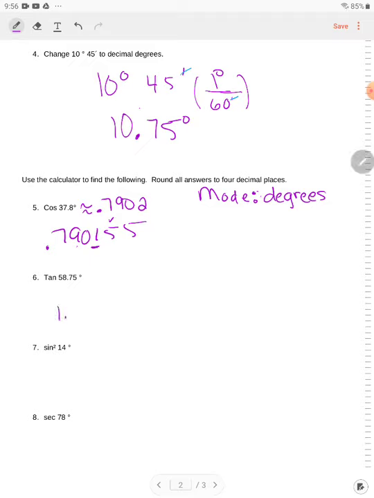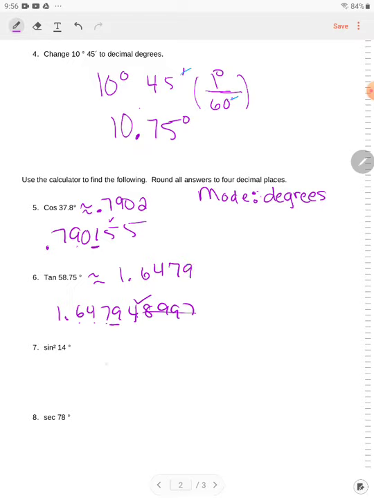Okay, so let's look at tangent 58.75. And you get on the calculator 1.647948997. So again, it asks us for 4 decimal places. 1, 2, 3, 4. You're looking at the 4. Nothing else matters. So all those digits behind do not affect your rounding to 4 decimal places. So it's approximately 1.647. And because that's a 4, the 9 stays a 9.